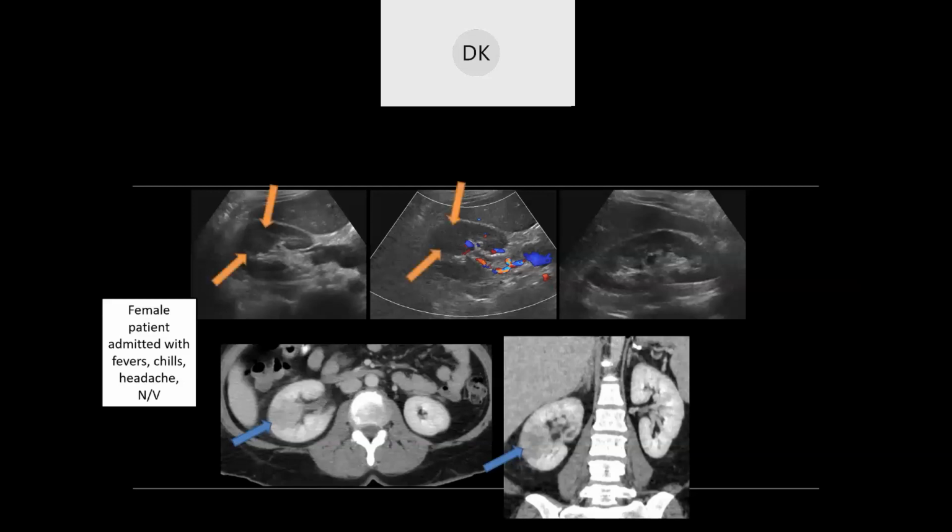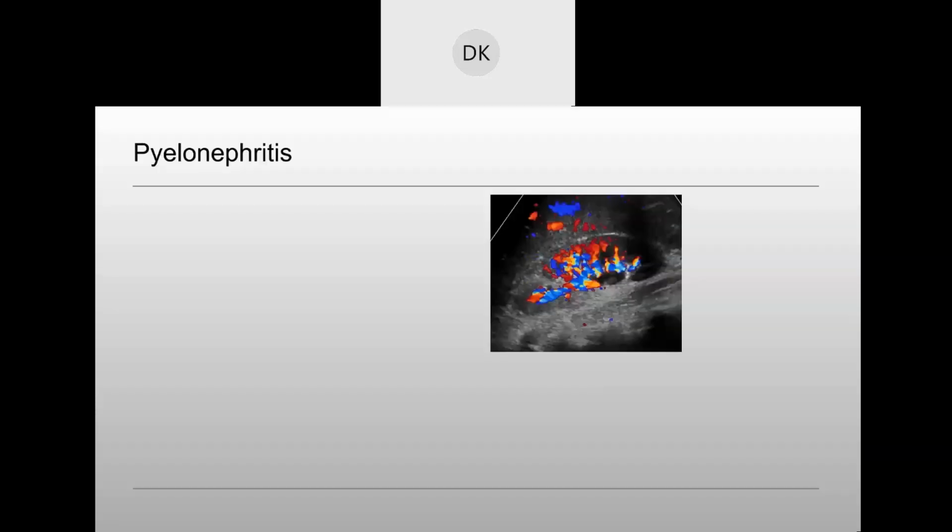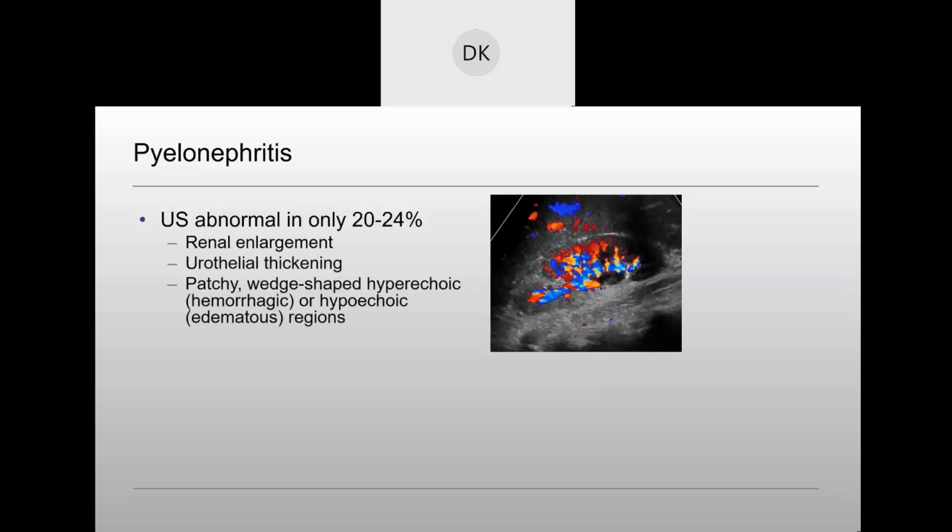And then in retrospect, you can see that area. It spans out the interpolar region a bit, but it's isoechoic. So this is an example of pyelonephritis with an essentially normal ultrasound. And that's actually what we usually see. The ultrasound's only abnormal in about 20 to 24% of cases. When it is abnormal, though, what you'll see is renal enlargement, urothelial thickening, patchy wedge-shaped hyperechoic areas if there's hemorrhagic change, or hypoechoic areas if there's edema. And then that can give you an overall loss of the normal corticomedullary differentiation.